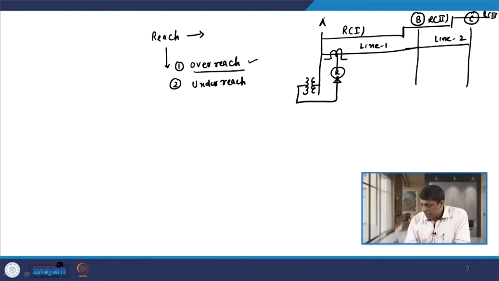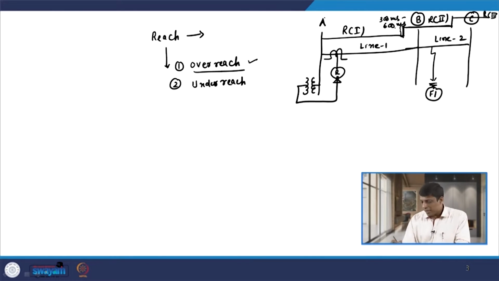Now, what do you mean by overreach? If a fault occurs somewhere here in line section 2, say at point F1, then obviously relay R will see this fault in the second zone. For the second zone there is a time delay, as I told you, of 300 millisecond to 600 millisecond.